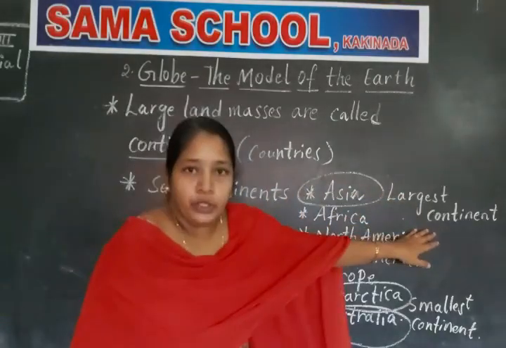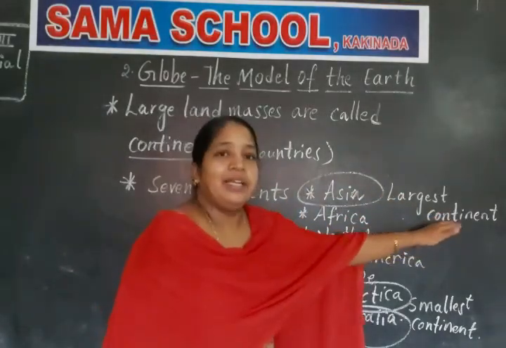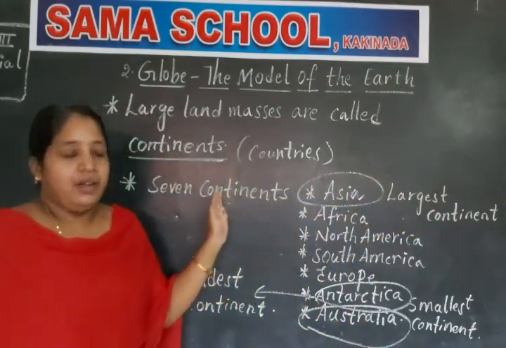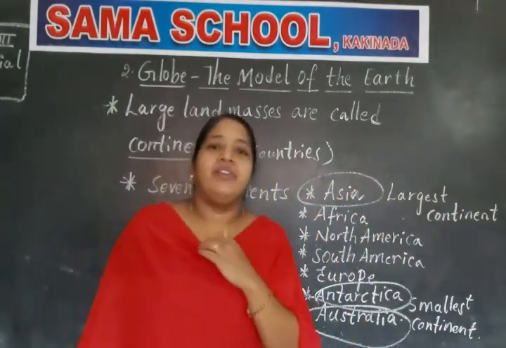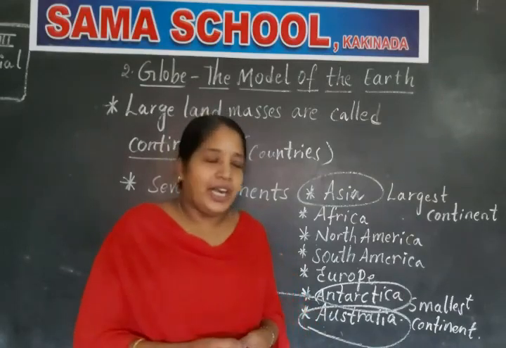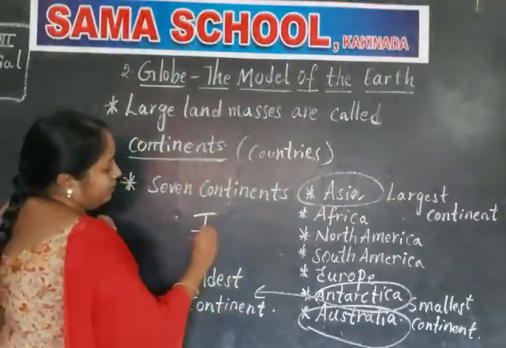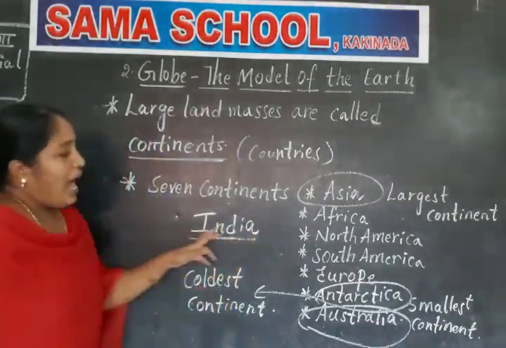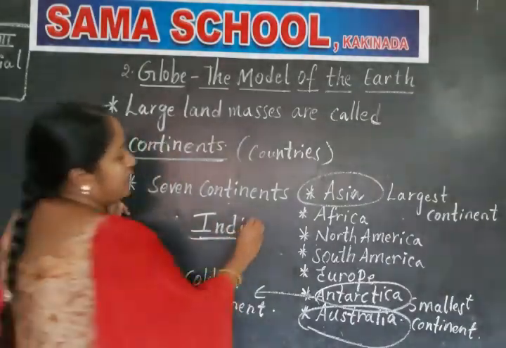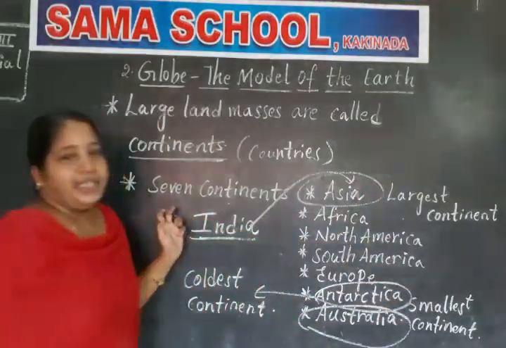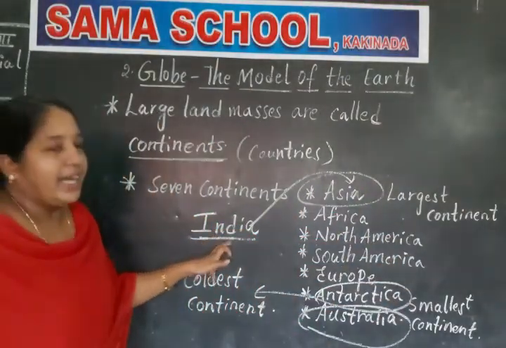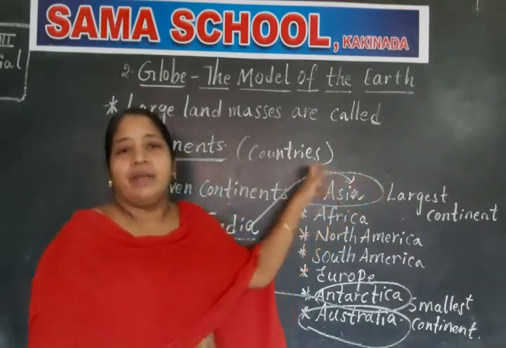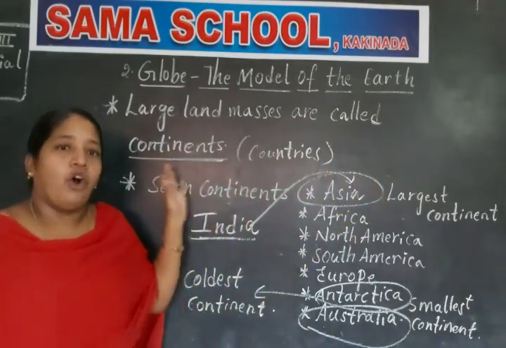Okay, I already told you that continents have countries, right children? For example, what is the name of our country, children? Yes, India. India is our country. So, our India is in the Asia continent. India is present in which continent, children? Asia continent. A very important thing you have to remember all the time.